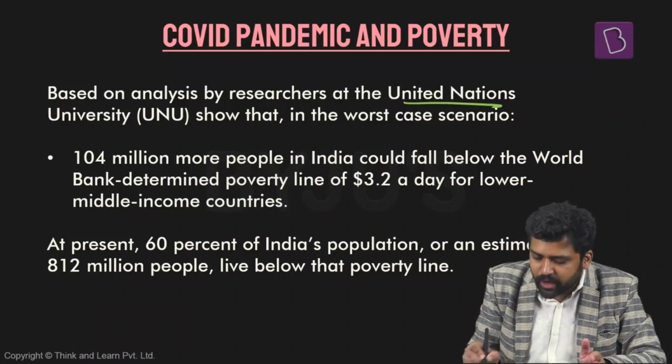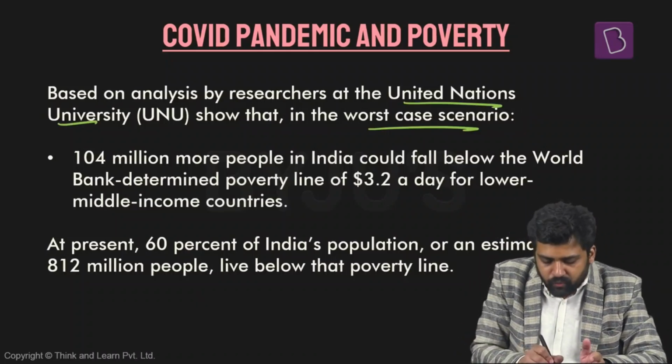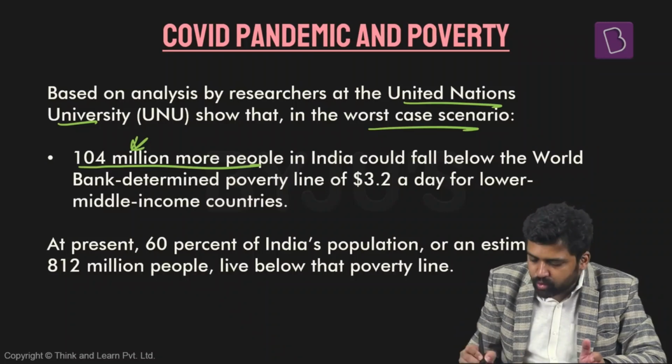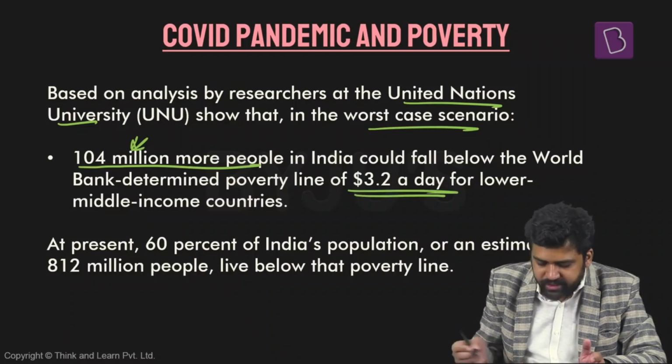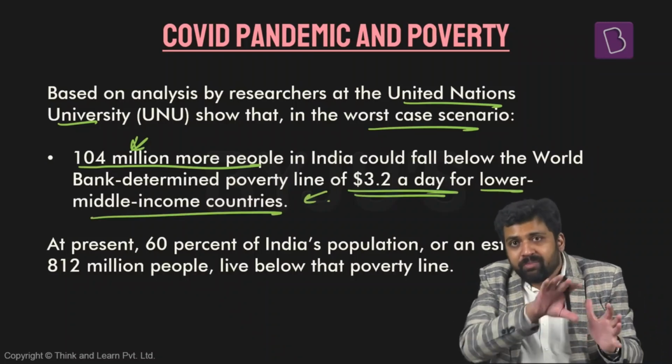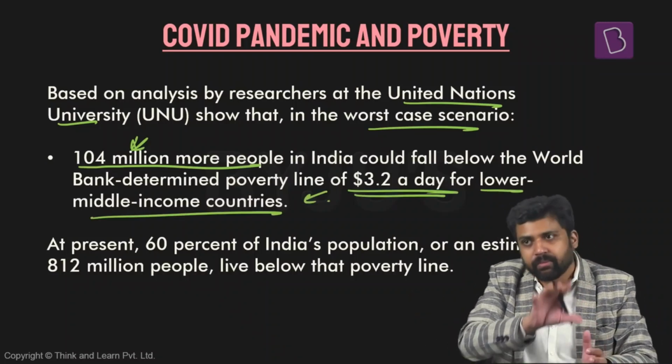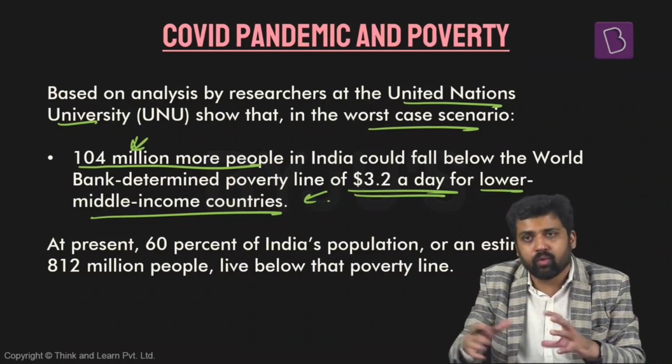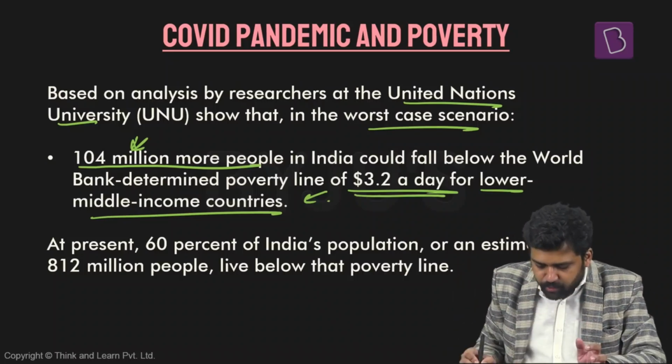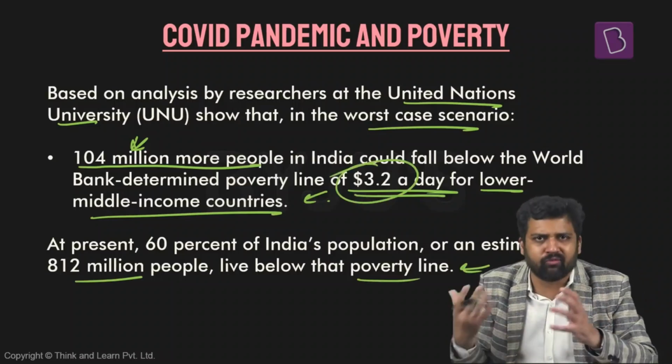For example, the researchers at the United Nations University said that in the worst case scenario, 104 million, around 10 crore people in India would fall below the World Bank Development Poverty line of $3.2 a day for lower middle income countries. So these many people will be pushed back into poverty, which implies that whatever efforts India and different states in India have been putting in for a long time now are going for a toss. At present, 60% of India's population are estimated to live below this particular poverty line, or $3.2 per day.